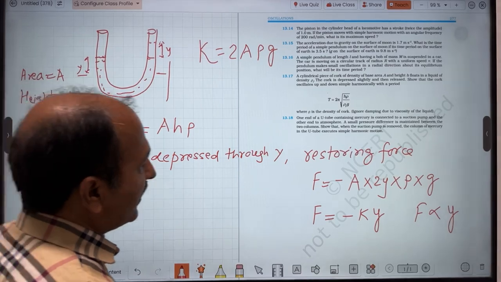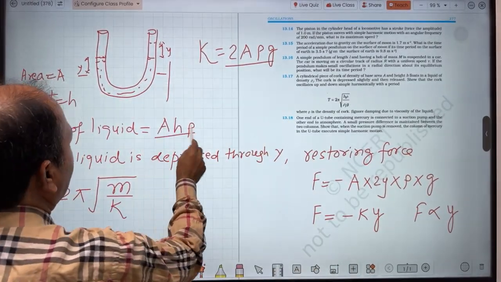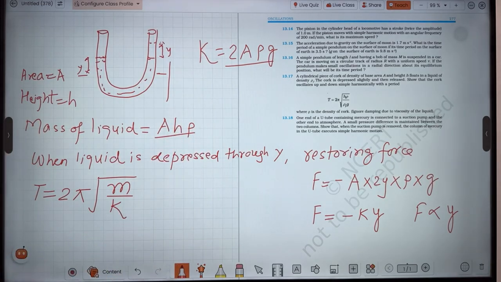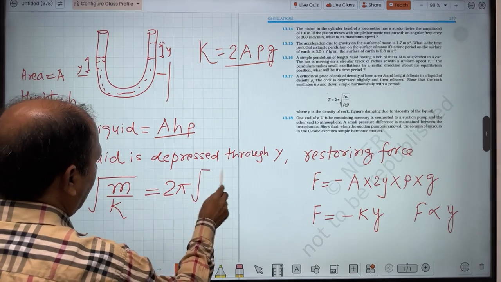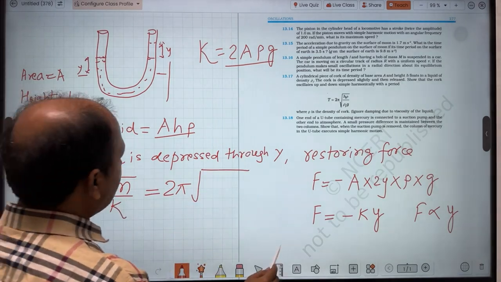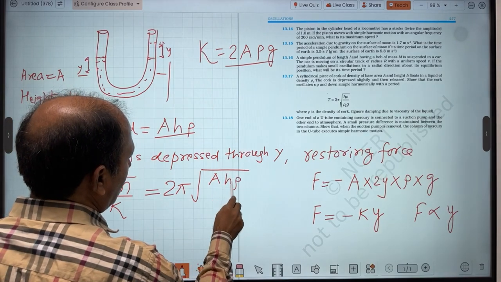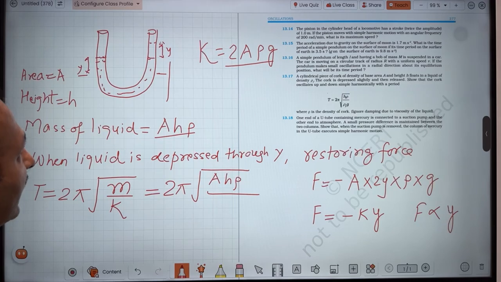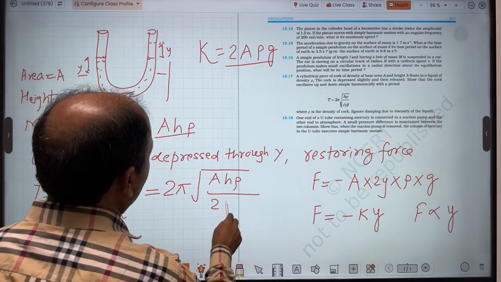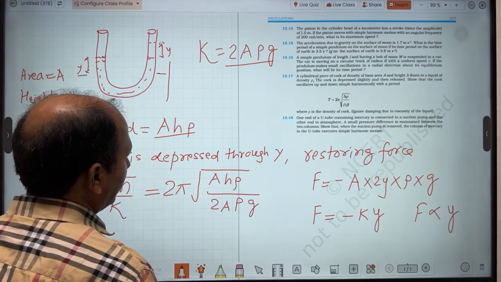We have found all necessary information. We have the value of k, we have the mass of liquid, so just put them in. So if we put it, what do we get? T equals 2 pi root of m. M means this thing, A h rho, divided by k. So k is 2A rho g.